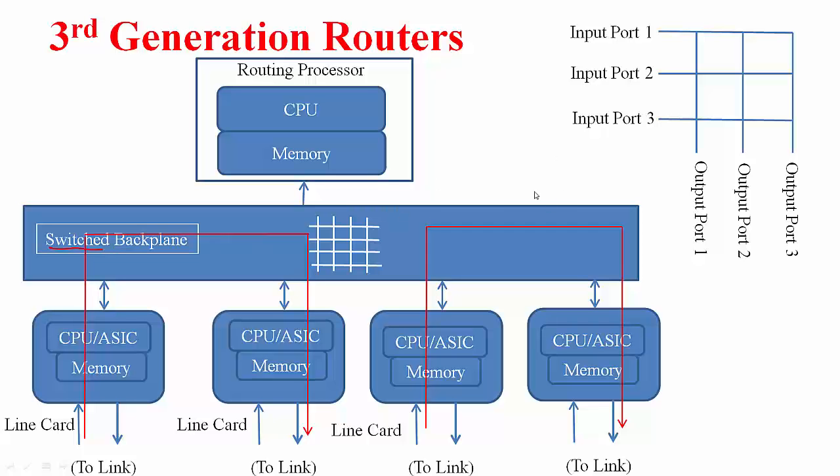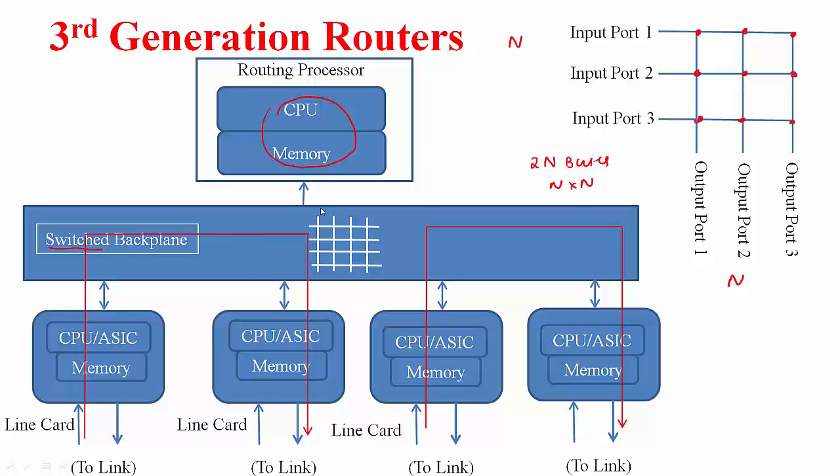Basically, you have a series of buses. So if you have n input ports and n output ports, you have a total of 2n buses with n into n cross points. These are the cross points. Basically, you handle it through additional parallelism. In second generation, the parallelism was in the hardware, where you replicated the CPU memory functionality in each of the line cards. In the third generation, apart from this, you are replicating the buses.